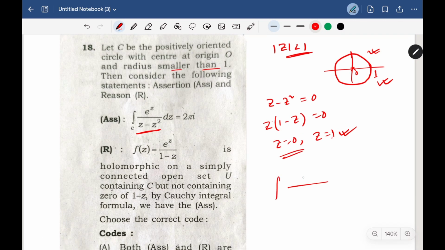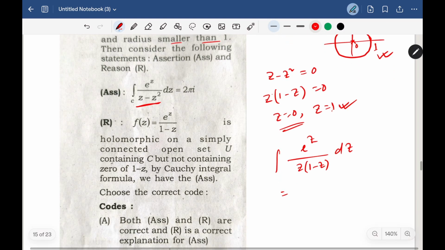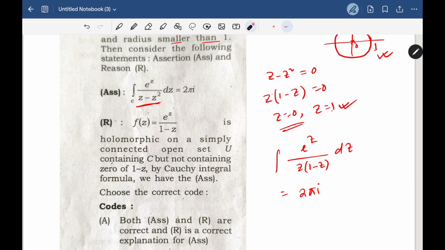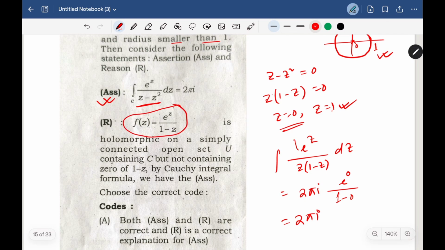So the integral will be e to the power z divided by (1 - z) dz. This will be equal to 2πi. So our f(z) will be this one. This will be our f(z), and we'll put z equals 0 here. So f(0) will be e raised to the power 0 divided by (1 - 0), and e raised to the power 0 is 1, so the final answer is 2πi. So the assertion is true, and the reason is f(z) is this. Since our f(z) will be this, the reason is also true.